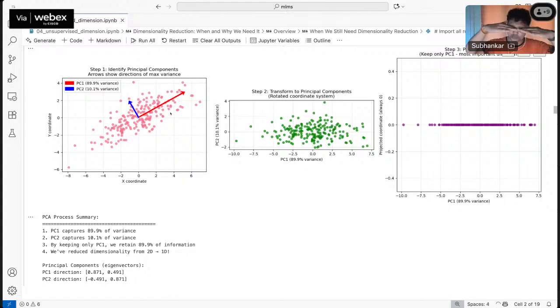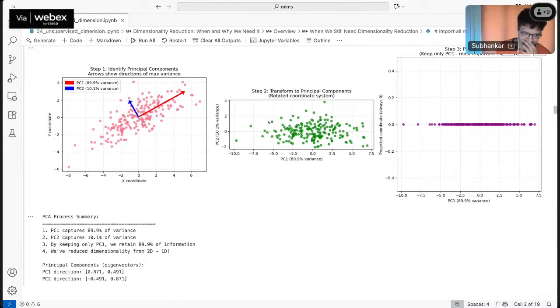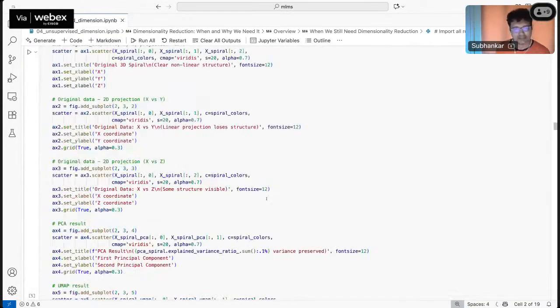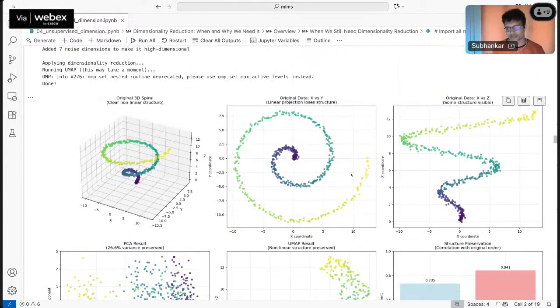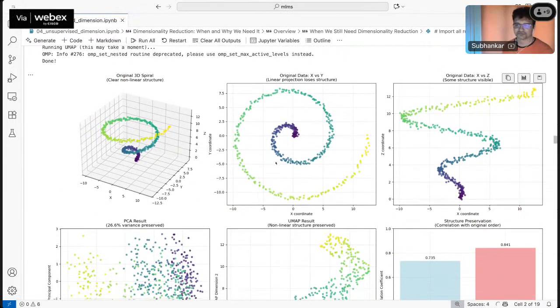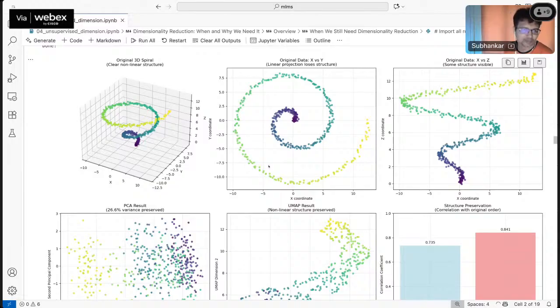If we just want to keep PC1, then we project everything onto PC1. On the right-hand side, all we have is the same data points, but projected onto only PC1. So we go from 2 dimensions to 1 dimension, preserving as much variance as possible. Then UMAP: all these points are there, and if you run UMAP on top of it, it's very non-linear, of course.